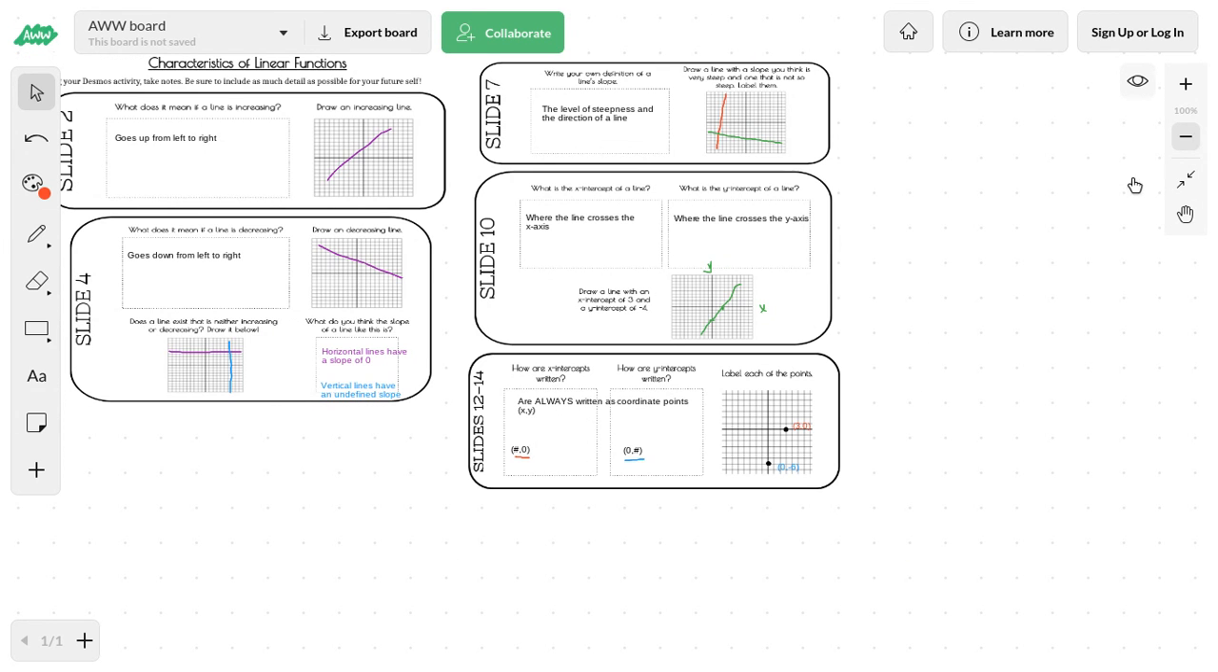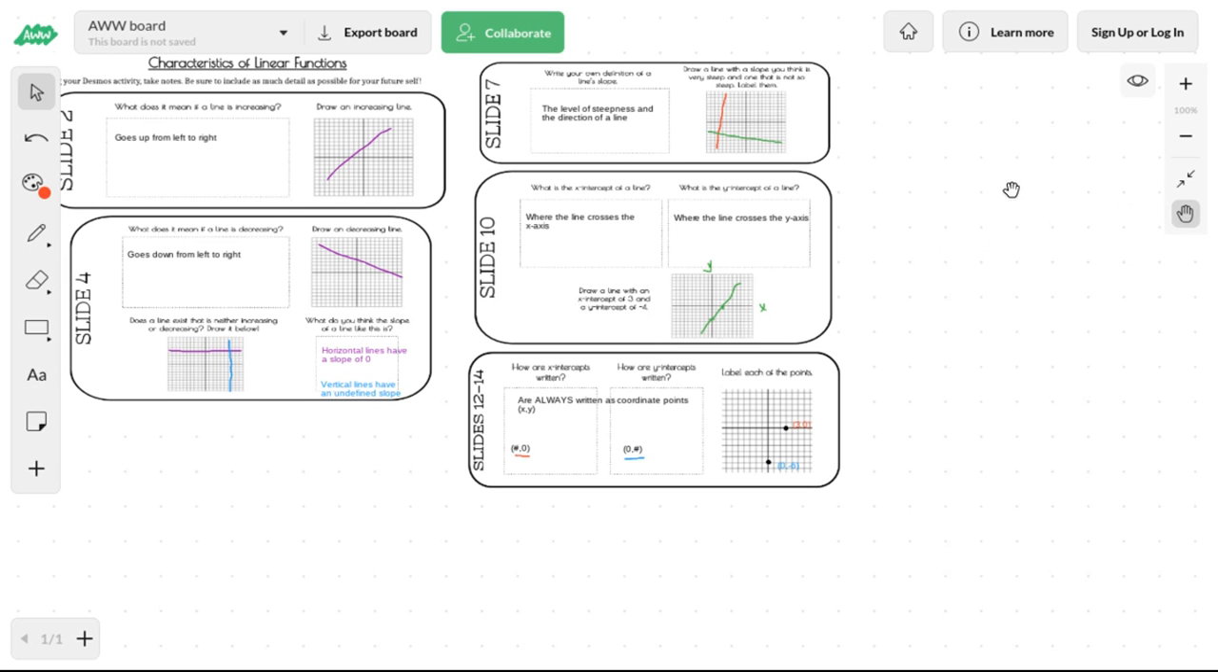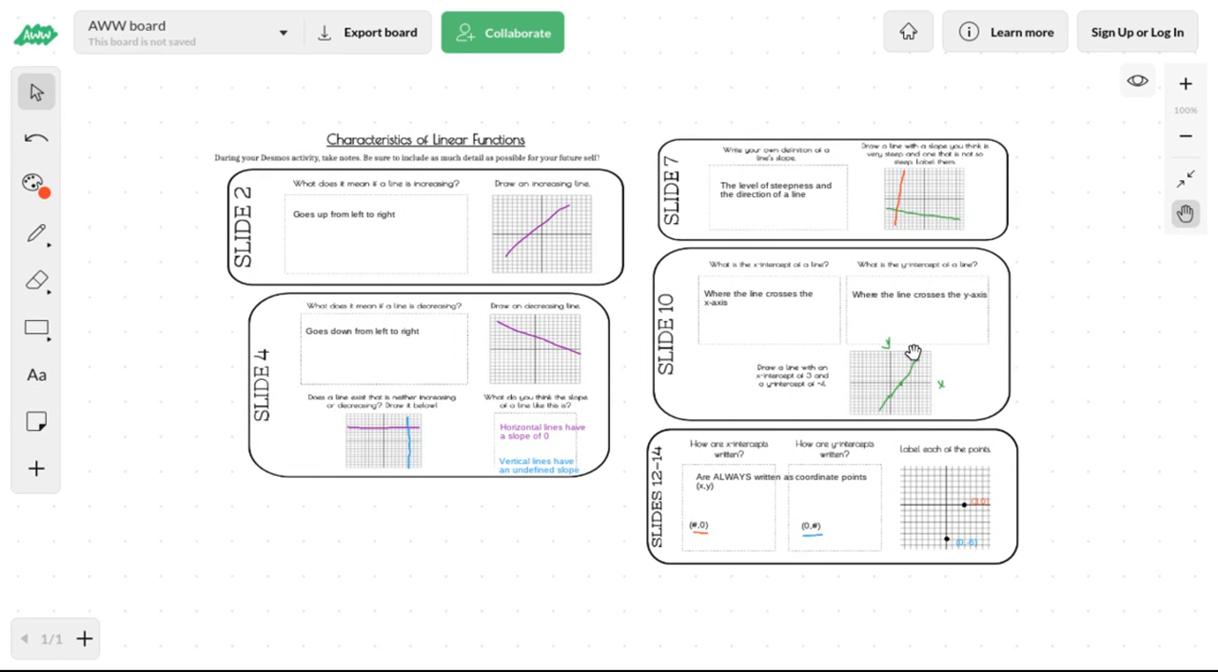So I hope this gave you a little better of an idea of these characteristics that we want to make sure we know for all of our linear functions.